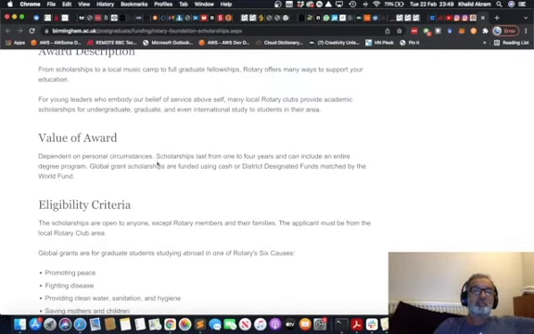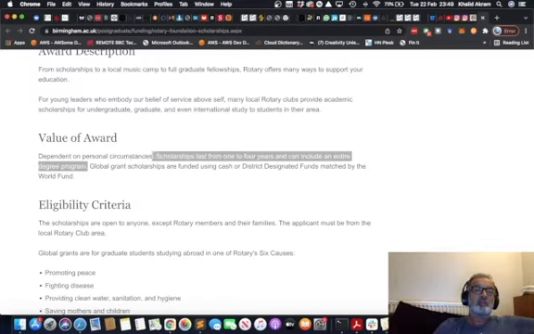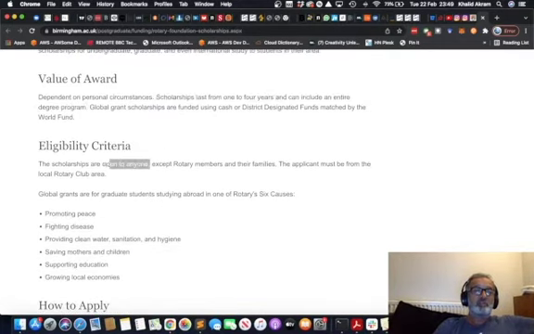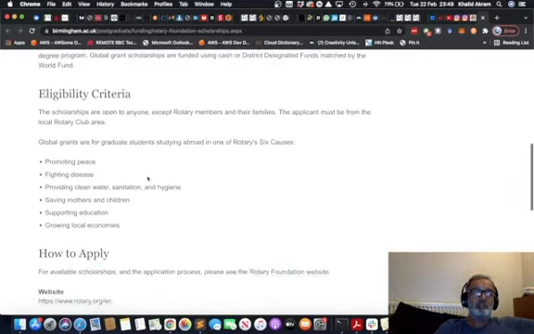Depending on personal circumstances, scholarships last from 1 year to 4 years and can include an entire degree program. So here's an example of a full degree scholarship. Eligibility criteria: scholarships are open to anyone except Rotary members and their families. The applicant must be from the local Rotary Club area, right?